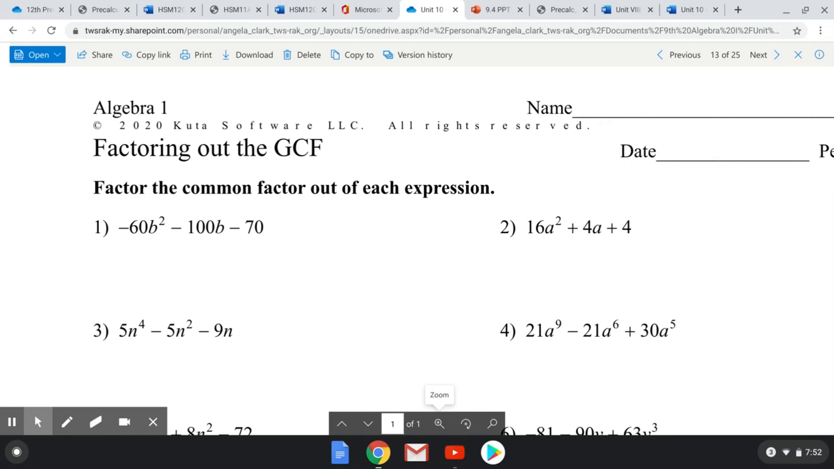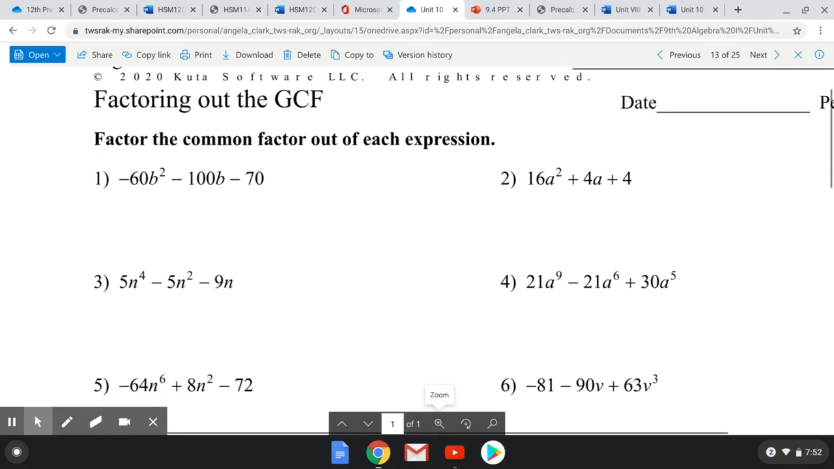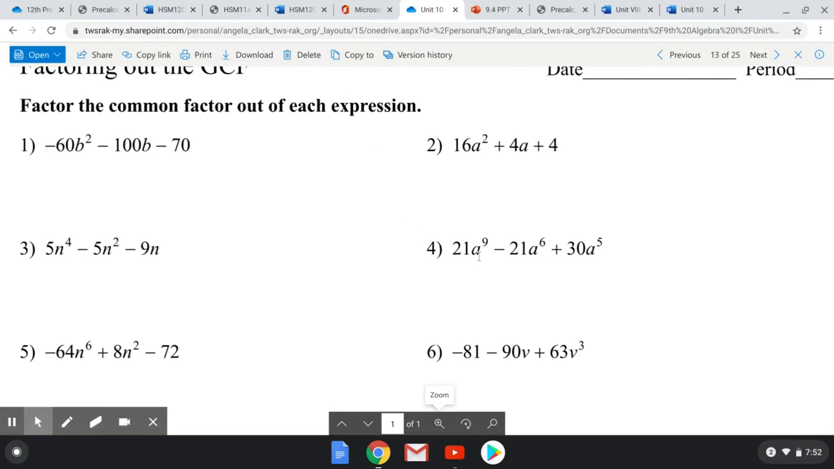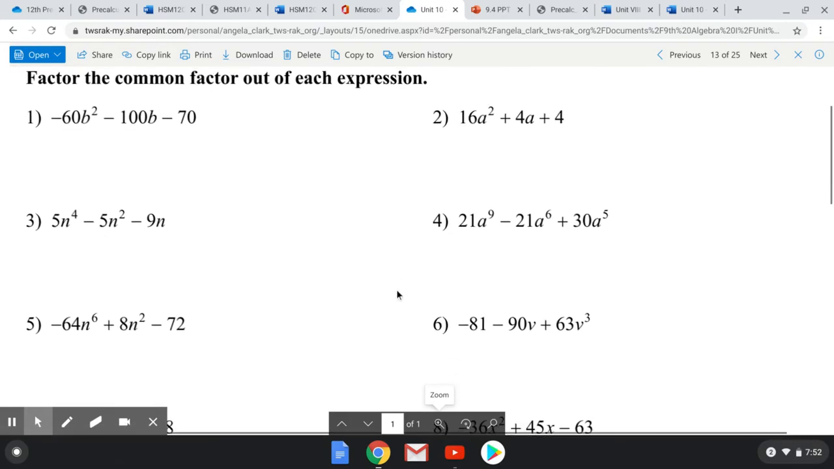Hi guys, I want to talk about factoring out the greatest common factor. That's what GCF stands for, greatest common factor. I've talked about this in a previous video, but I wanted to talk about it again, go into more detail, hopefully clarify anything that we're still having trouble with. So we're going to be looking at starting with number 4 here.